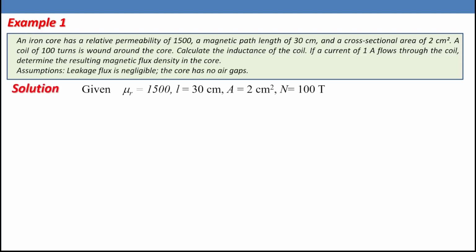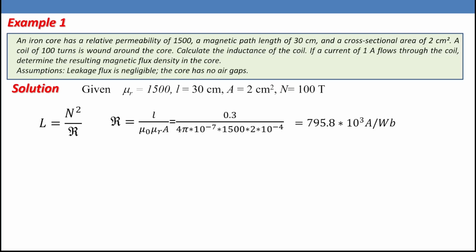So what's given? Given here are mu r, l, area, and N. So L equals N squared over reluctance, and reluctance equals l over mu naught mu r A. Reluctance equals 0.3 over 4 pi times 10 to the power minus 7, times 1500, times 2 times 10 to the power minus 4. That gives us 795.8 times 10 to the power 3 ampere-turns per Weber. So the inductance, N squared over reluctance, will be 12.56 millihenry. I said that one is a straightforward problem, just to calculate the inductance.